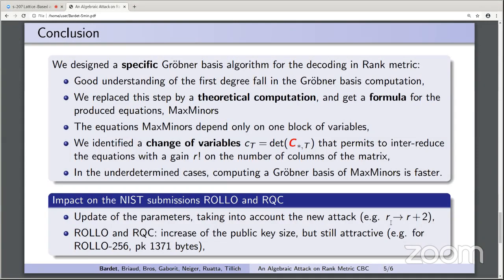So we have to increase R by 2, and it increases the size of the public key, but it still gives an attractive size. So I'm done.